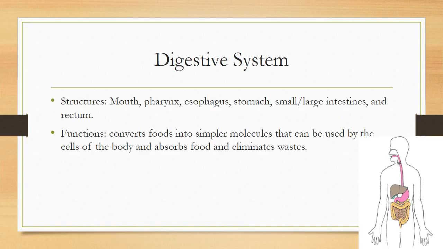Your digestive tract is your mouth, your pharynx, your esophagus, your stomach, large and small intestines, as well as your rectum. So your food goes in your mouth first. There's that pharynx word again. The pharynx is the back of the throat, which your respiratory system also uses.